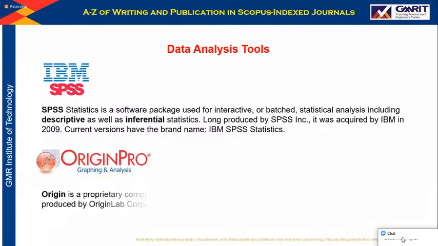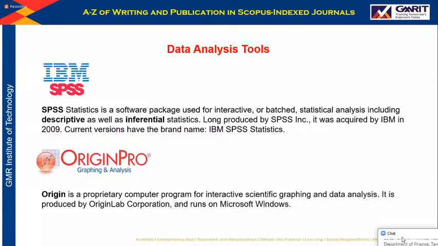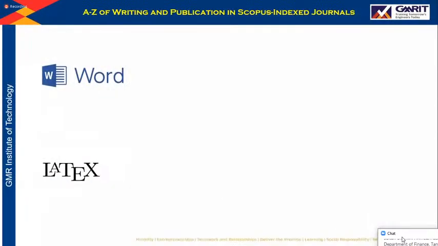And OriginPro is one more data analysis tool. Origin is a proprietary computer program for interactive scientific graphing and data analysis. It is produced by OriginLab Corporation and runs on Microsoft Windows. That means we can use it in the general interface of Microsoft Windows. So these are the two data analysis softwares I am introducing to you, and I will be focusing on SPSS a little bit later. And the next category is most important: research writing.